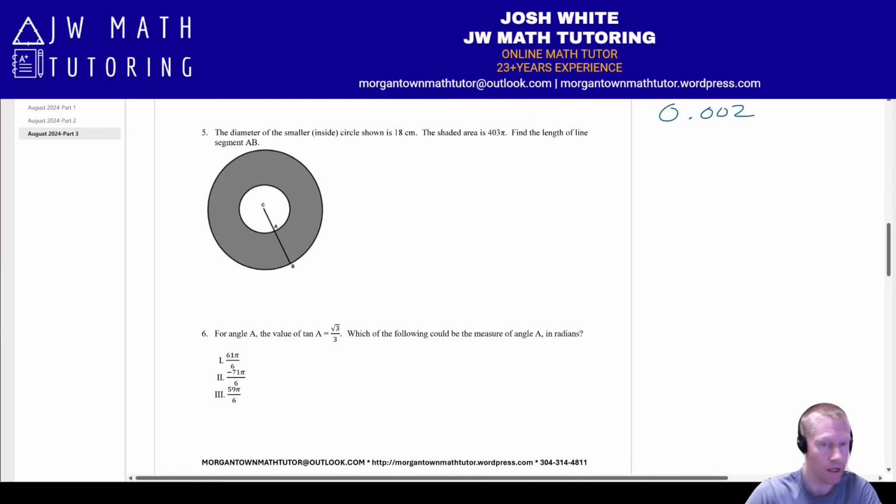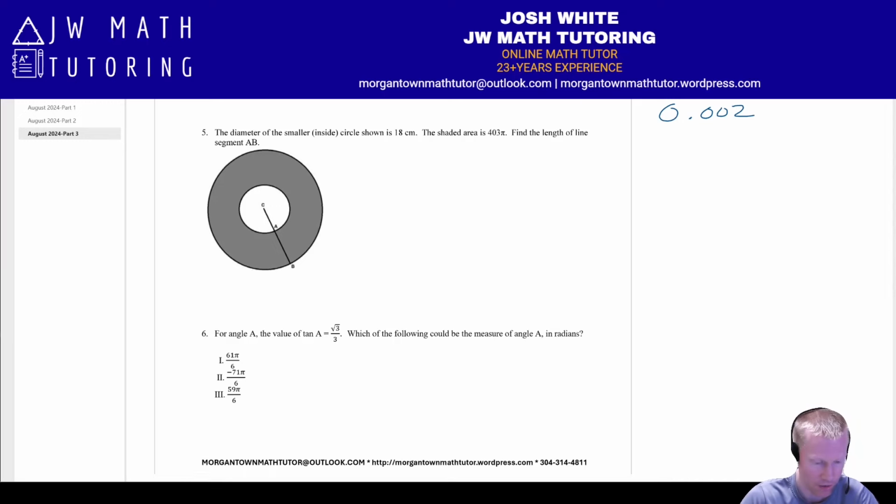Next up, we have a question where I've tried to construct this one based on the description the students gave. No one actually drew a picture of this, but I think it's something similar to this. You're told that the diameter of the smaller inside circle here, from C to A, is basically 18. No, sorry, not diameter. The C to A is a radius. It's the full thing here, all the way across.